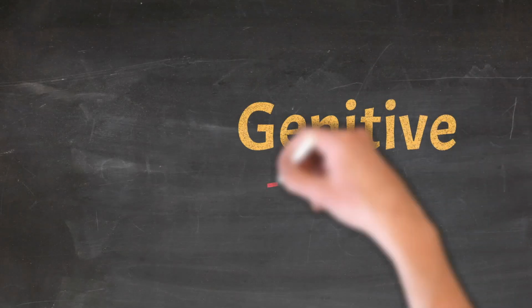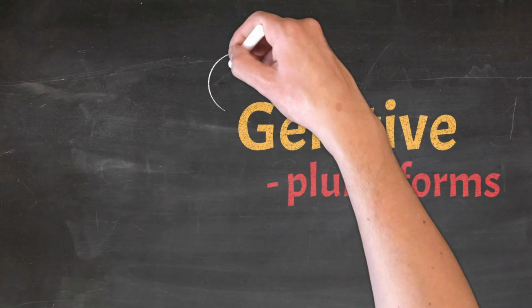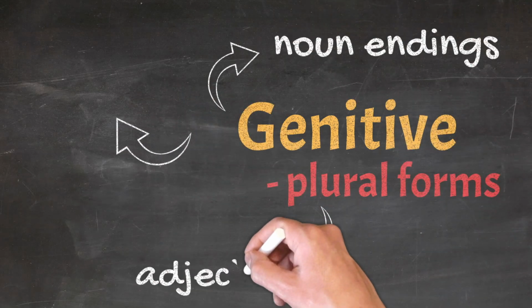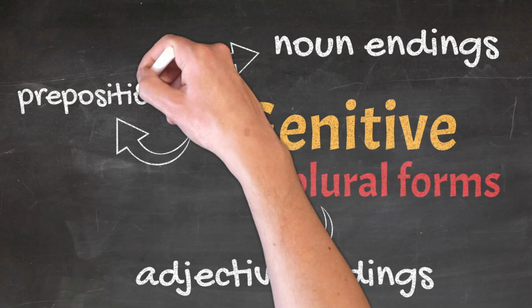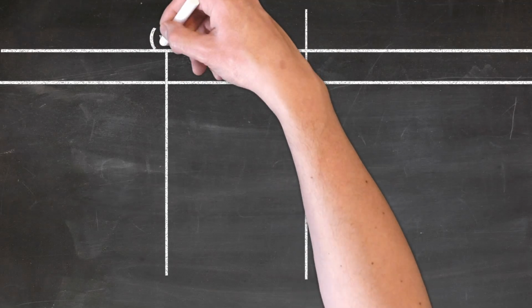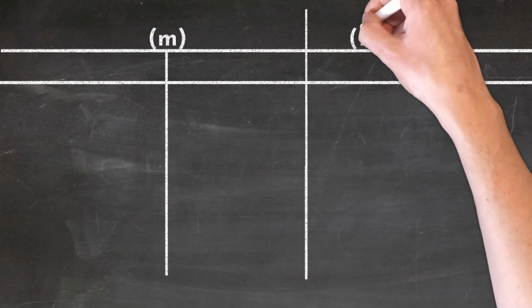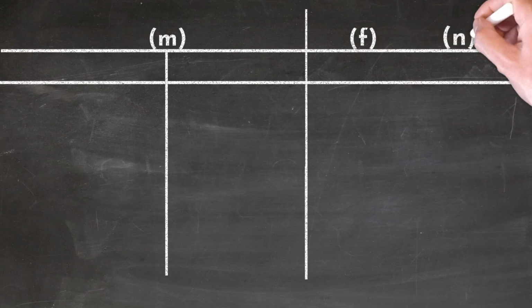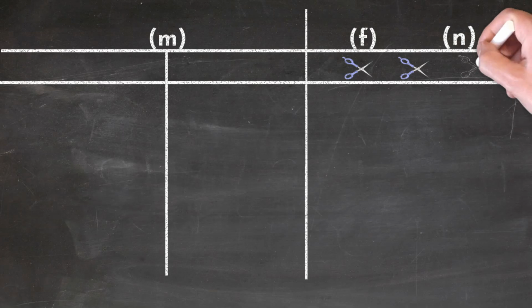Let's talk about the genitive case and its plural forms. We'll talk about noun endings, adjective endings, and genitive prepositions. When talking about plural forms in the genitive case, we can create two categories, one for masculine and the other for feminine and neuter nouns.